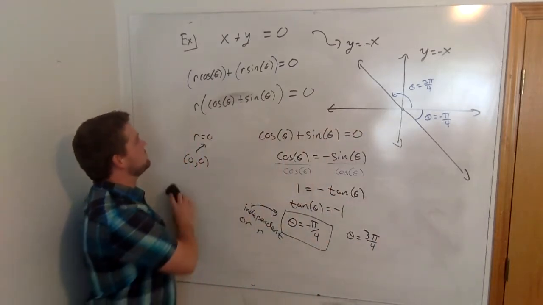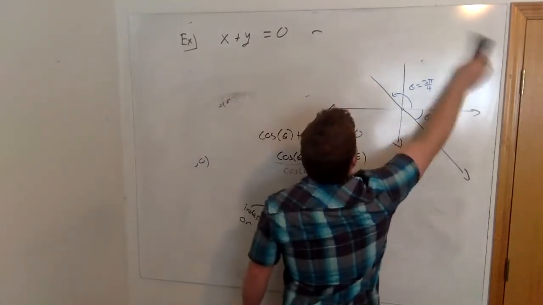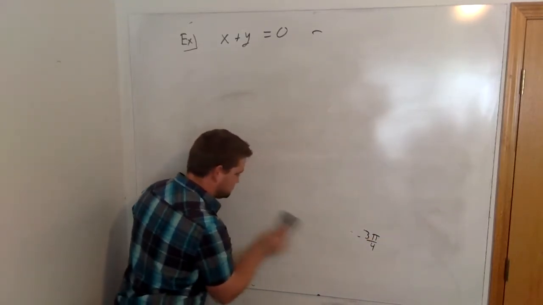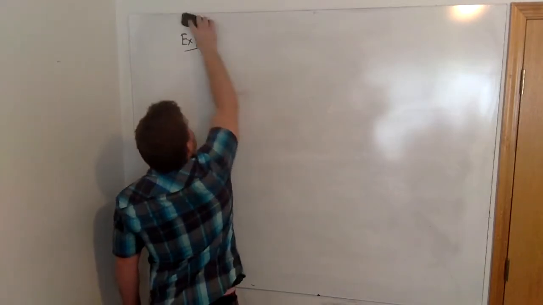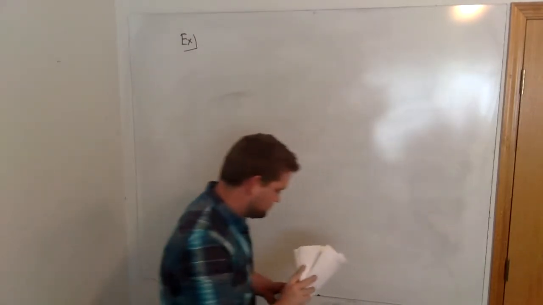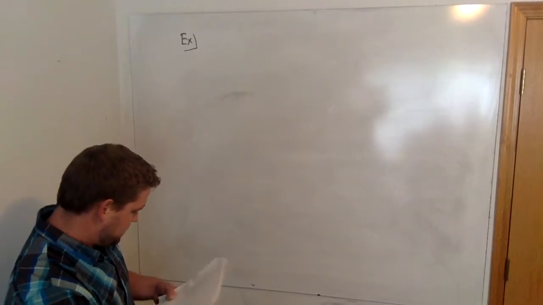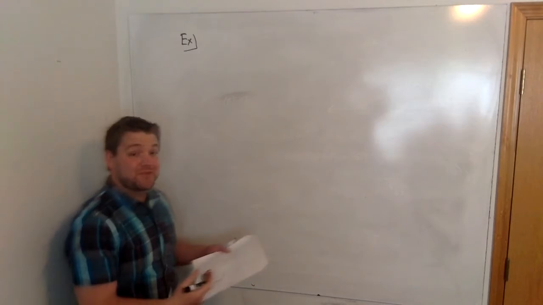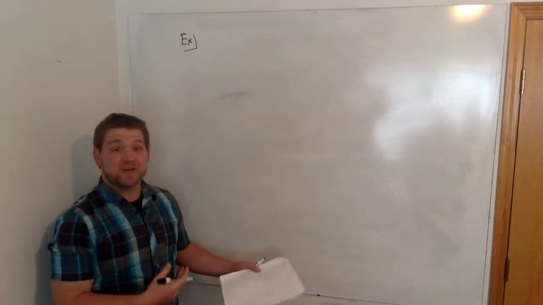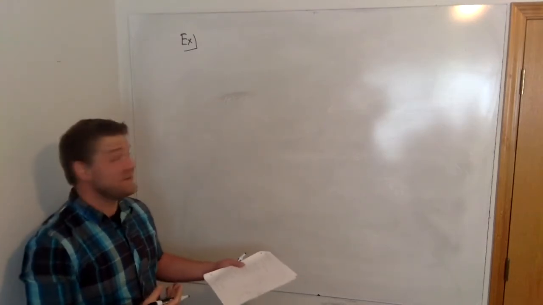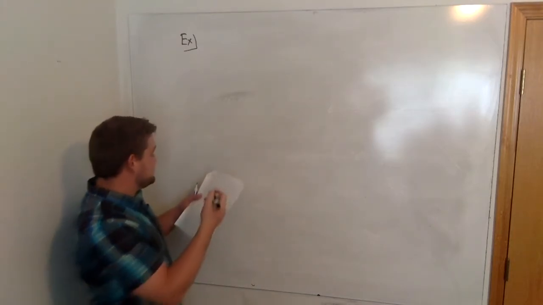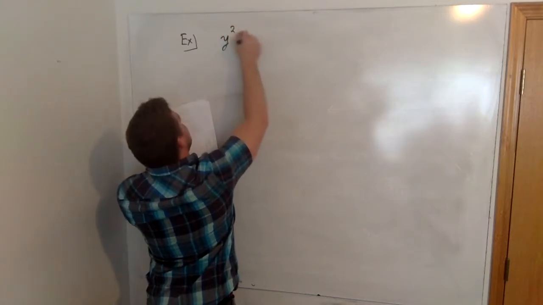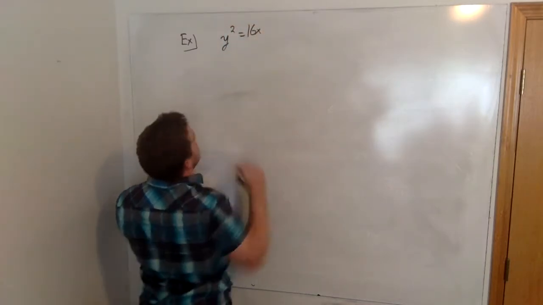Okay, let's do something different. I'm going to erase what we have here. Let's do an example of some conic sections. Hopefully you remember a little bit of your conic sections from pre-calculus 1, that's math 141 at Whatcom. But let's say we want to look at, how about y squared equaling 16x.